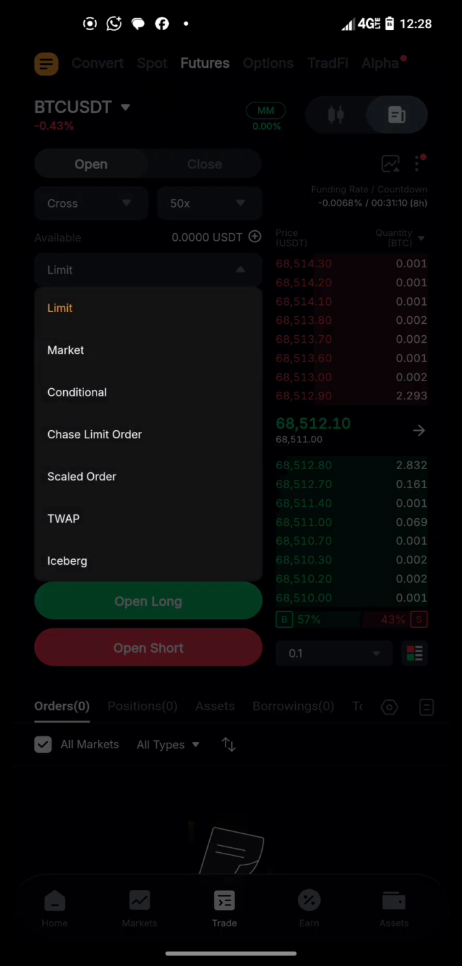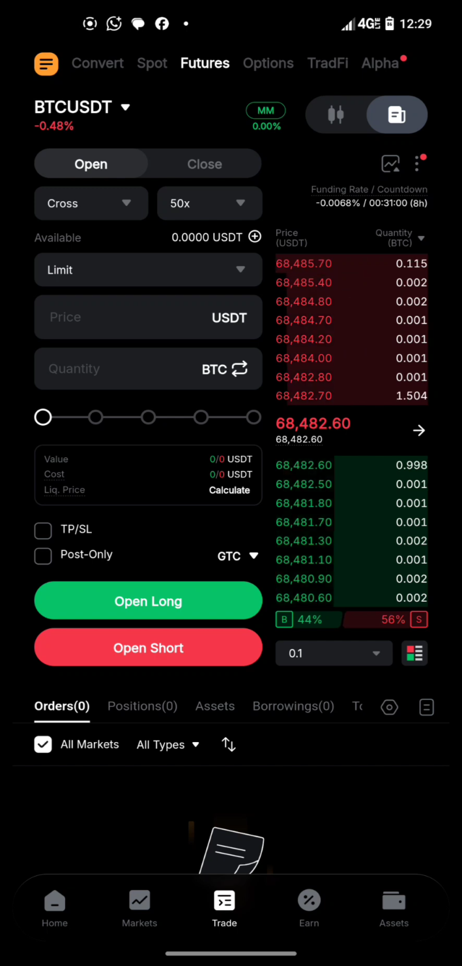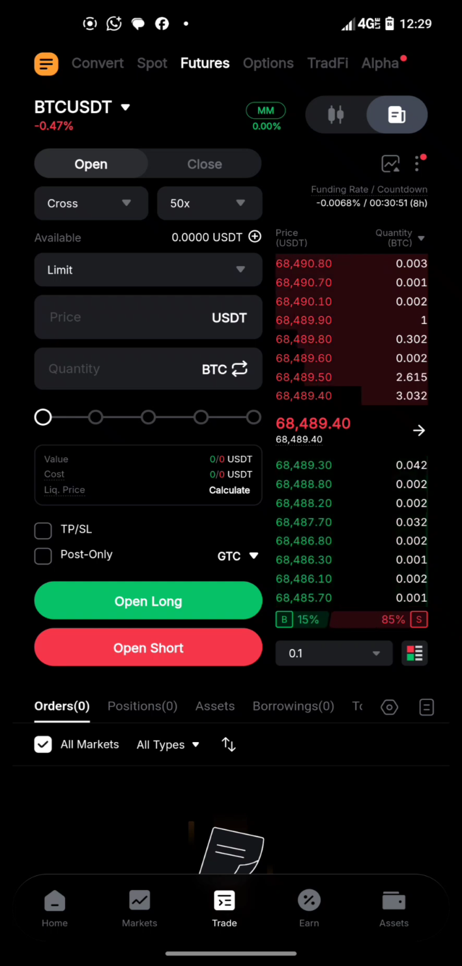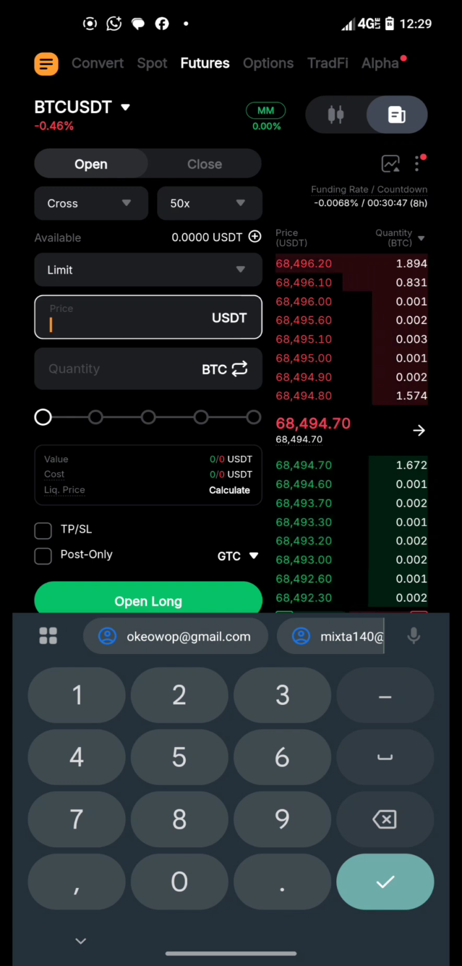or you place a limit, because these are the two we use most times, limit and market price. For this limit, that means if price has not gotten to where you are expecting it to get to for you to sell or for you to buy, then you use limit. So when you use limit, definitely you have to enter your price. Are you with me now? You have to enter your price.